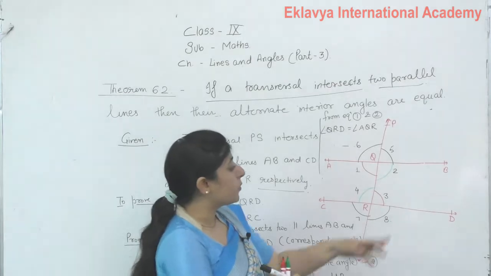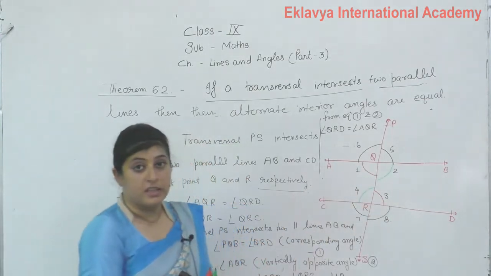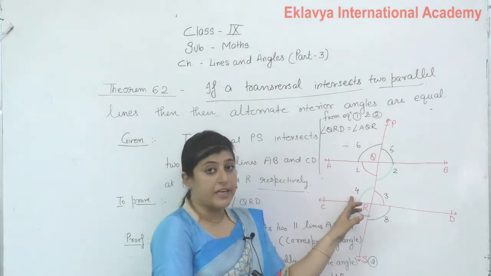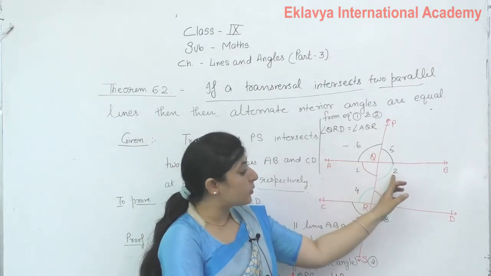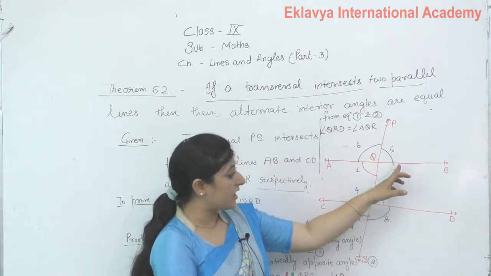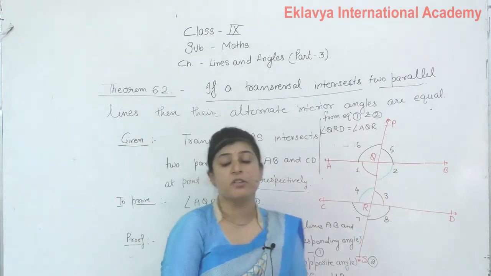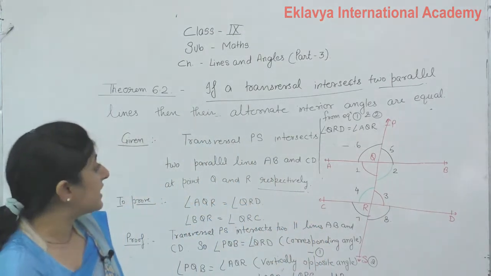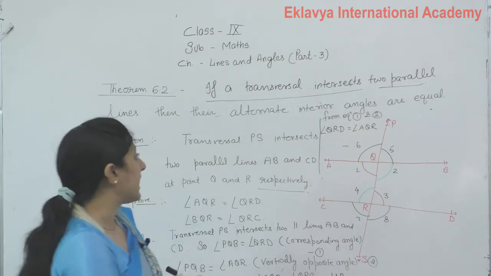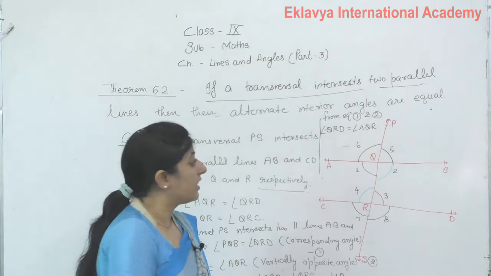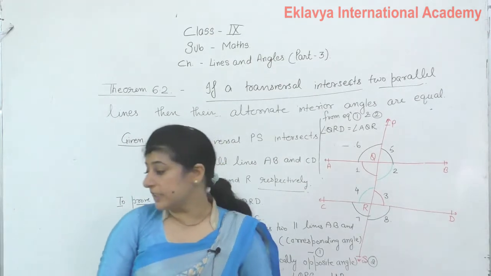Similarly, if you want to prove 2 is equal to 4, you have to do it yourself. 6 is equal to 4, corresponding angles; 6 is equal to 2, vertical opposite angles. Then by equations third and fourth we can say angle 2 is equal to angle 4. So when a transversal intersects two parallel lines, their alternate interior angles are equal. Now see the next theorem.